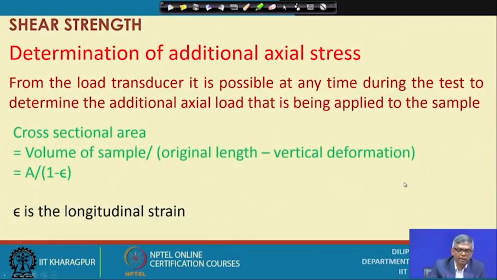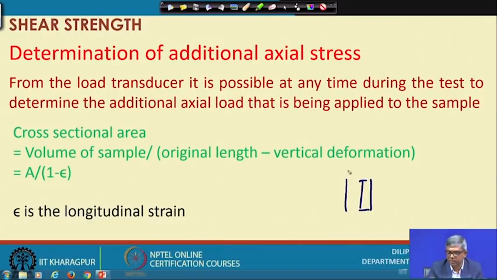Now, determination of additional axial stress. When we apply the cell pressure, that pressure will act from all directions equally, even from the top. Suppose this is the sample and this is the chamber, and if I give pressure, suppose sigma 3, here, sigma 3 will be acting in all directions.